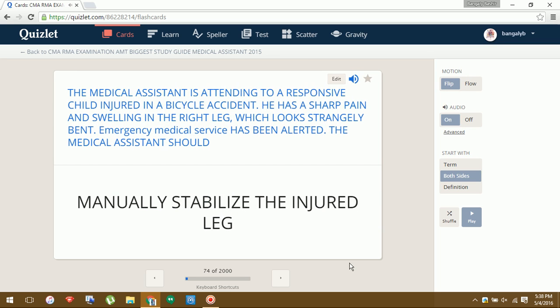The medical assistant is attending to a responsive child injured in a bicycle accident. He has a sharp pain and swelling in the right leg, which looks strangely bent. Emergency medical service has been alerted. The medical assistant should manually stabilize the injured leg.